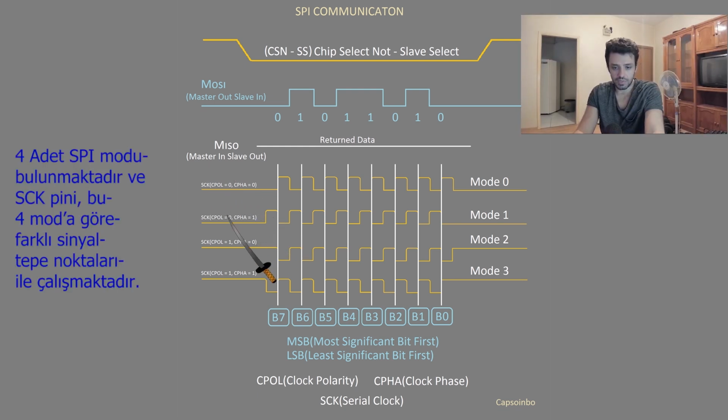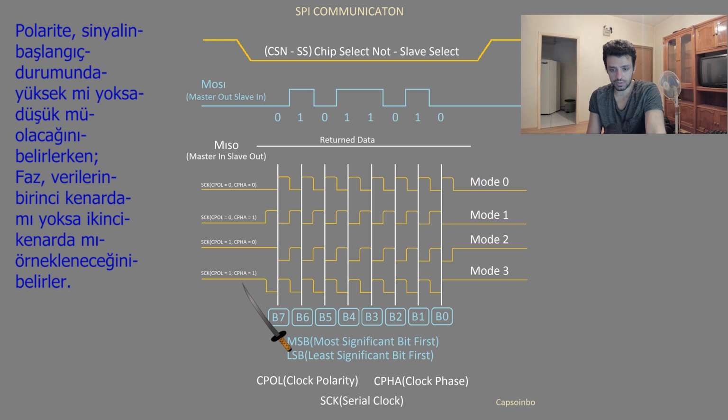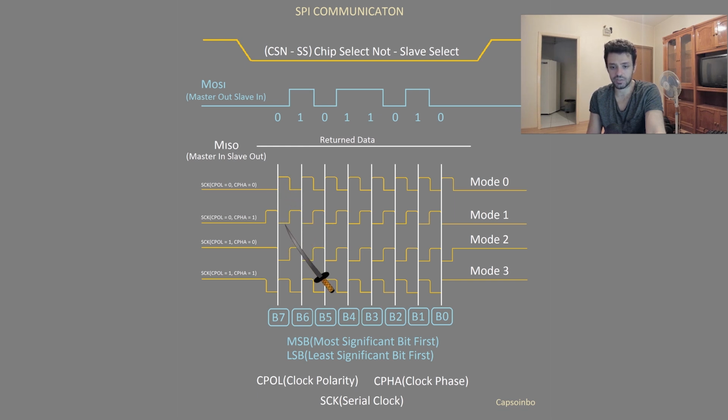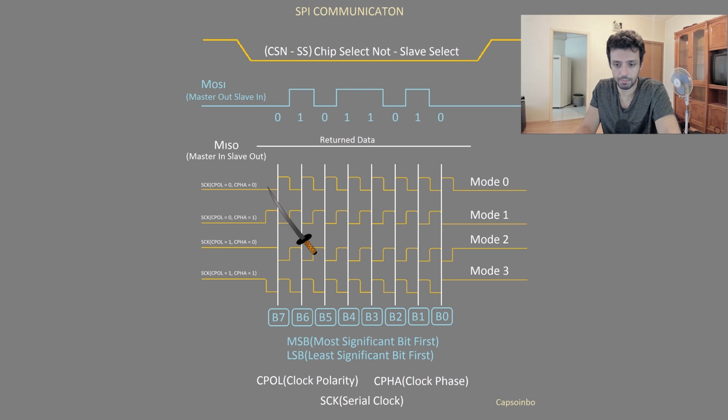There are 4 SPI modes, and the SCK pin works with different signal peaks according to these 4 modes. These modes determine polarity and phase. Polarity determines whether the signal will be high or low in the initial state, while phase determines whether data will be sampled on the first or second edge. Sampling means reading bits of data at a specific moment in time.